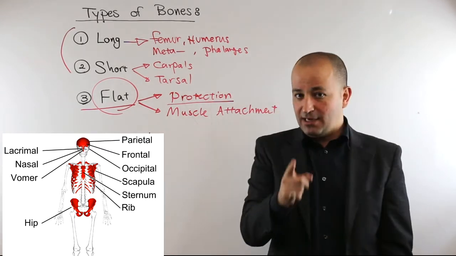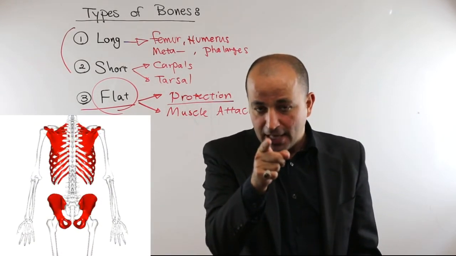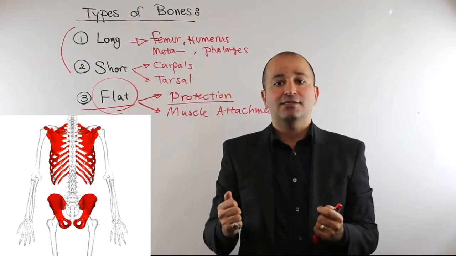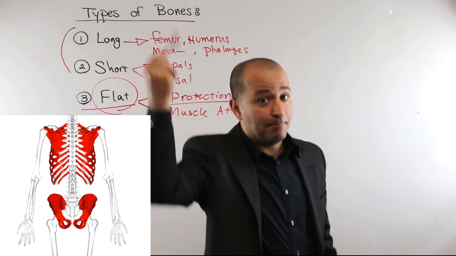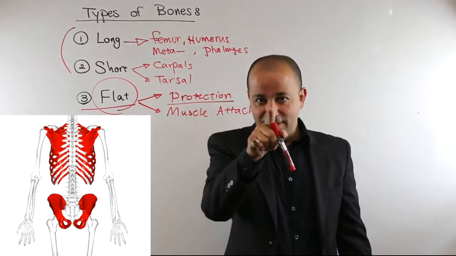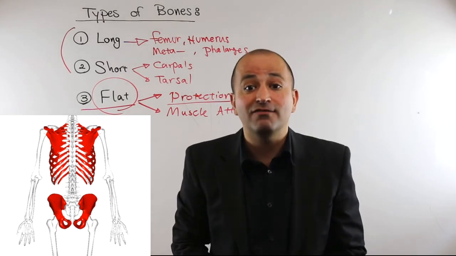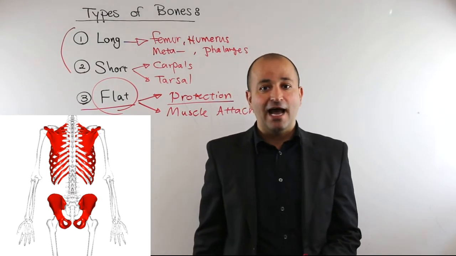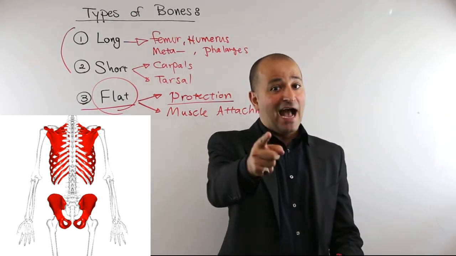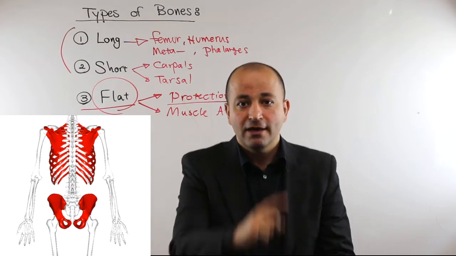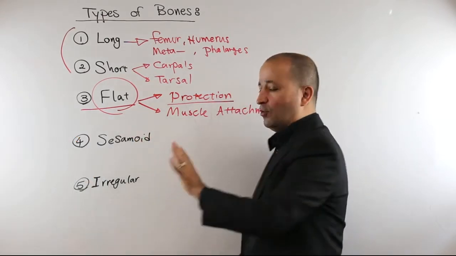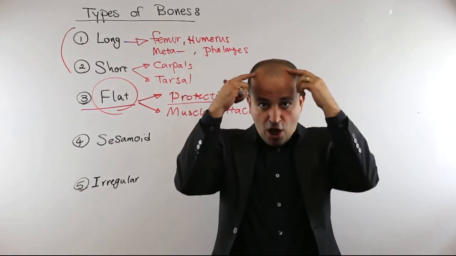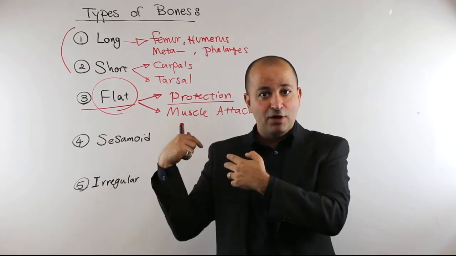PM. M means muscle attachment. The major bones that provide multiple muscle attachments, such as scapula, such as pelvis, hip bone. These are also considered flat bones. Muscle attachment. Don't forget that, okay? So pelvis, scapula, if they ask you, they are flat bones. Flat bones, we're done with that. Examples: rib, sternum, skull bones, pelvis, scapula.